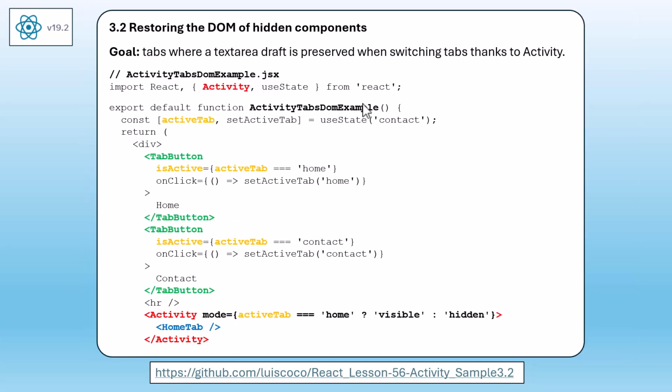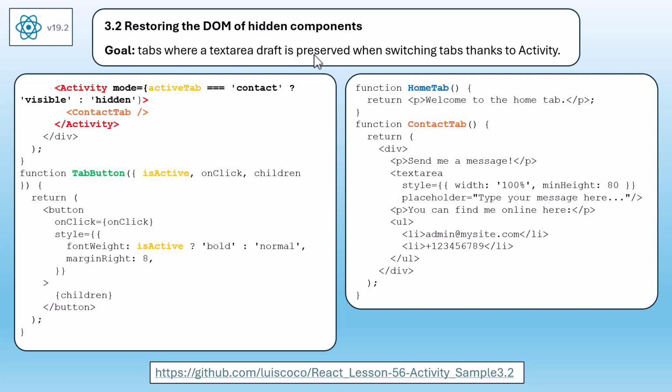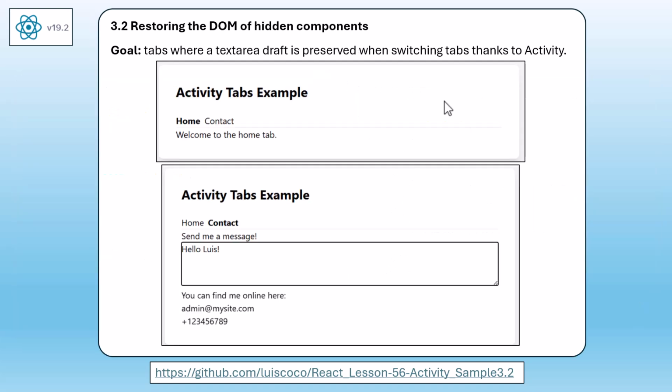3.2 Restoring the DOM of hidden components. React normally resets the state of DOM elements when the component generating them is removed. An example is a text box. If the component unmounts, any text written inside disappears. With activity, the DOM stays intact while the UI is hidden. That means any partially written text, scroll positions, or temporary UI values remain preserved. This behavior is extremely useful for tabbed interfaces or panels where users enter information but may navigate away temporarily.